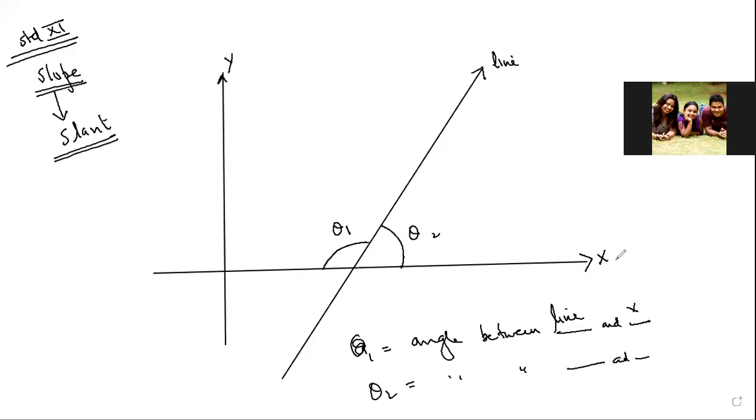Line is one, I agree. Theta 1. What is the other line? When you say line, angle, huh?